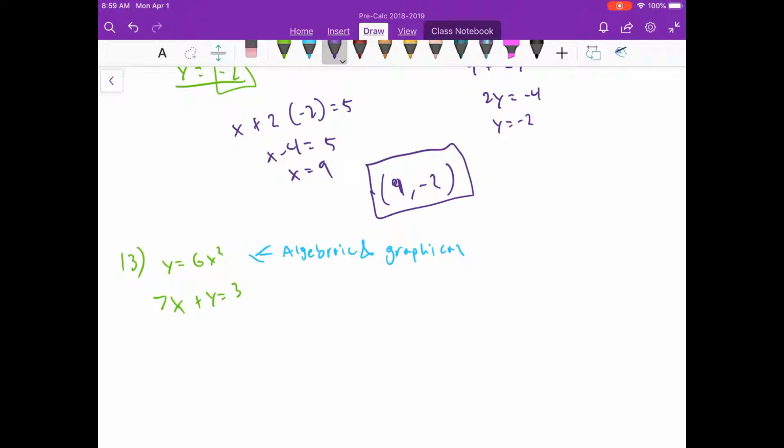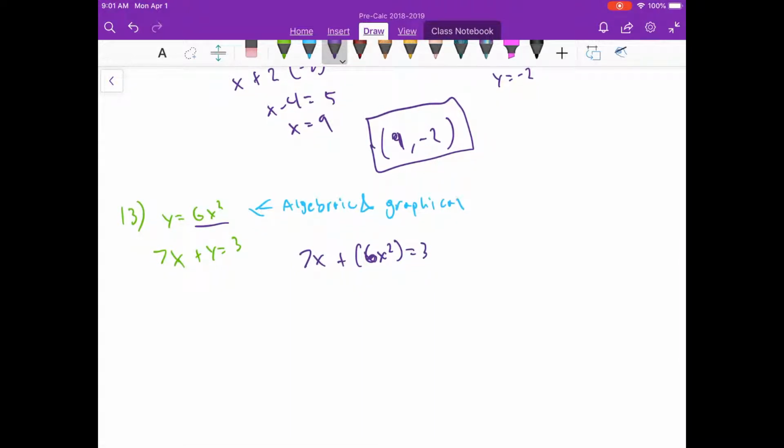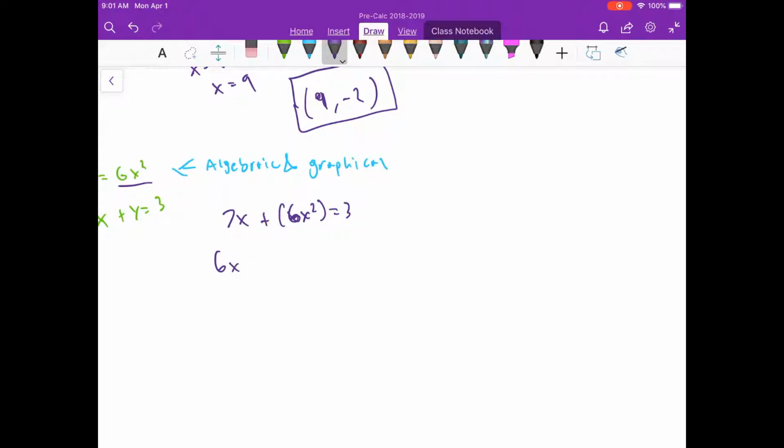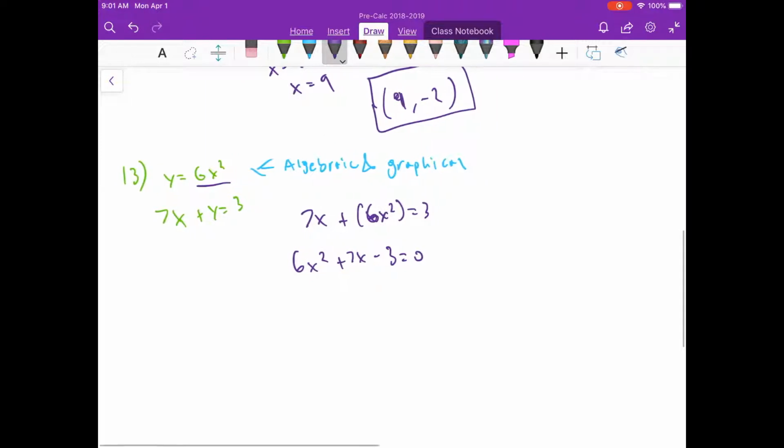You can use substitution again to solve this. We know that y equals 6x squared, so we can plug in 6x squared for y in the other equation. So we get 7x plus 6x squared equals 3. Honestly, I don't feel like solving this using any method other than the quadratic equation. That's just the simplest way, and I'm feeling kind of lazy today, so I'll use my calculator. So we have 6x squared plus 7x minus 3 equals 0. I just want to solve that.